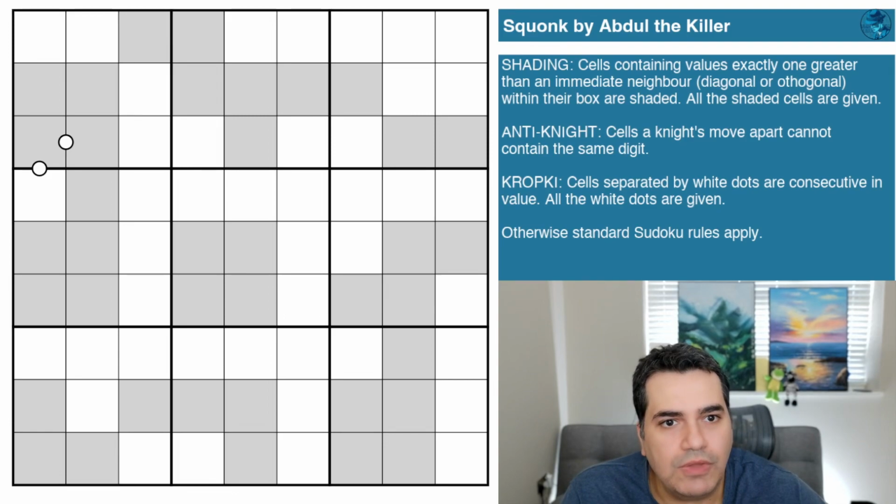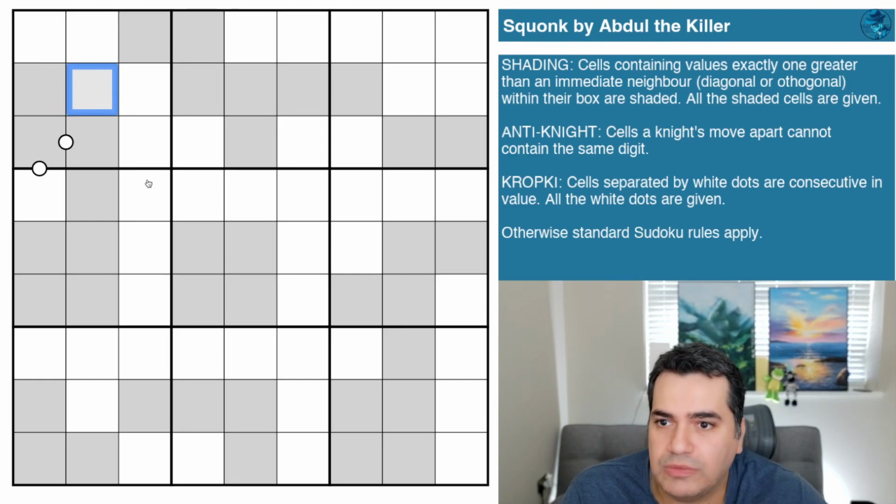But first, shading: cells containing values exactly one greater than an immediate neighbor, diagonal or orthogonal within their box, are shaded. All the shaded cells are given. Now, this is a pretty unique rule. I don't think we've featured a video about it before on the channel. But imagine for a second that this is a 3.